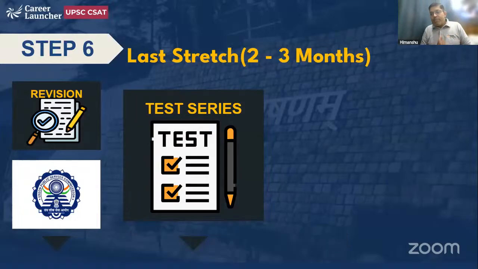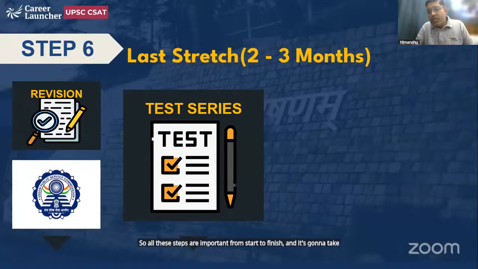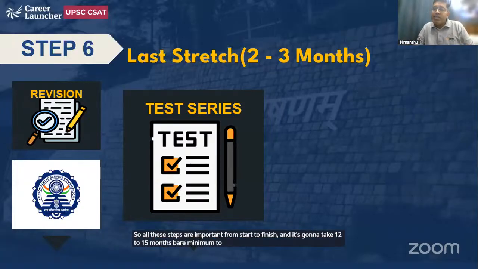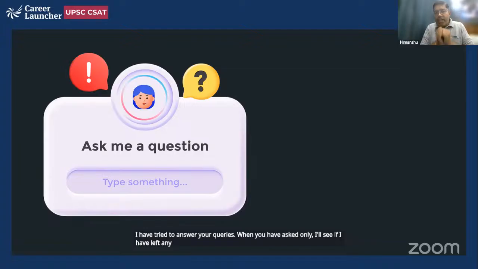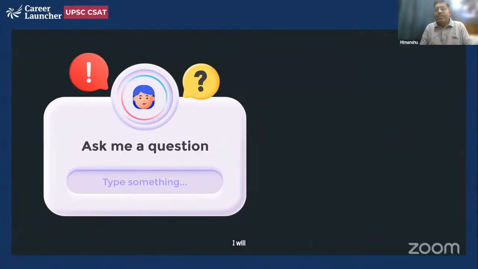So all these steps are important from start to finish, and it is going to take 12 to 15 months bare minimum to prepare for the UPSC Civil Service Examination. I hope now you are clear about how to prepare and what the exam is. I have tried to answer your queries as you have asked. I'll see if you have left any query, or if you have any question now regarding the paper, I will surely answer that.